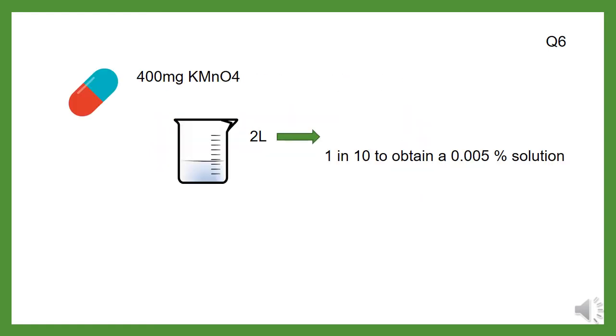Okay, for the next one, over here you have a tablet of potassium permanganate 400 mg. You are requested to prepare a 2-liter solution. So when you dispense to the patient, they will do a 10-time dilution to 0.005%. Now the hint over here is 1 in 10. You just need to reverse it and you know your stock solution over here will be 0.05%. That makes your calculation very easy.